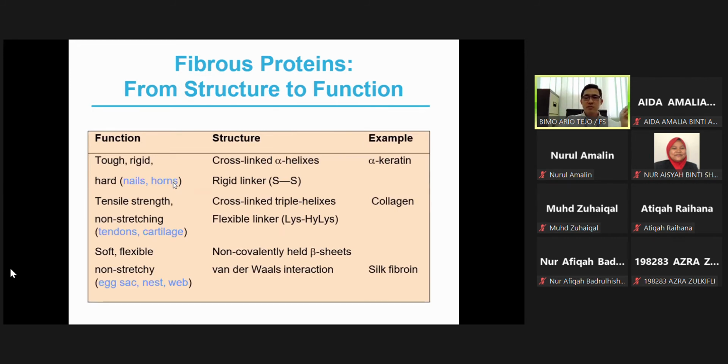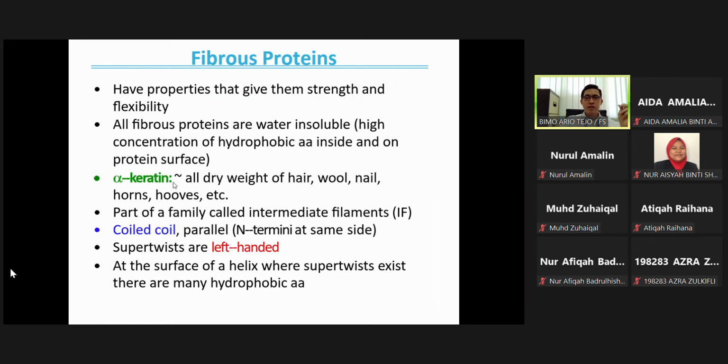So these are some examples of fibrous protein, which are water insoluble. Keratin, collagen, silk, they are keratin as well. And these are some properties of fibrous protein. All fibrous proteins are water insoluble. Alpha keratin is in your hair, in wool, in nails, in horns, in tusks.